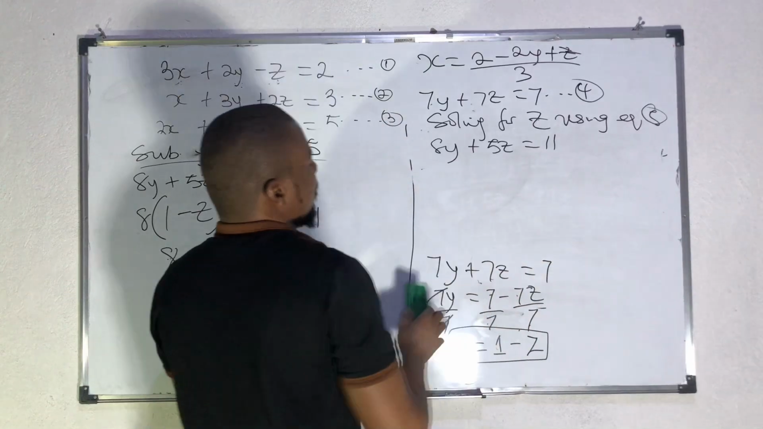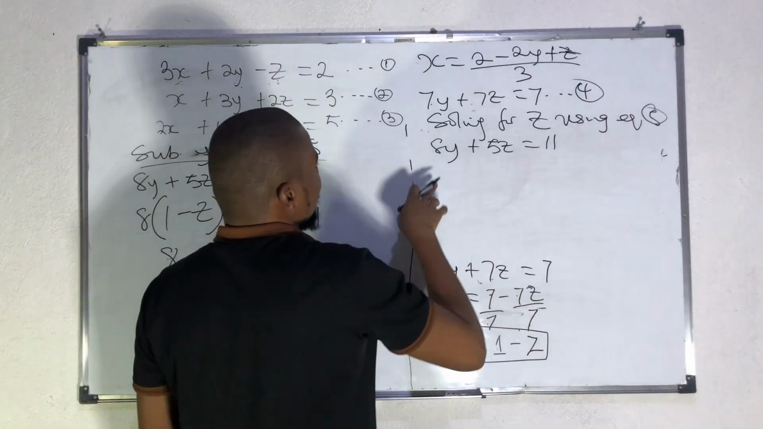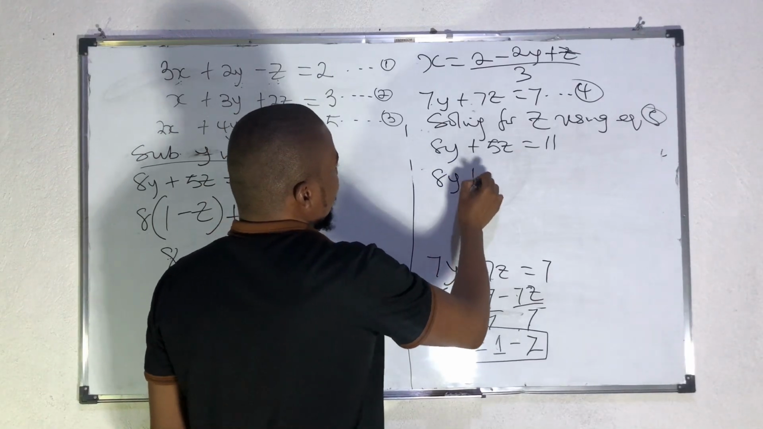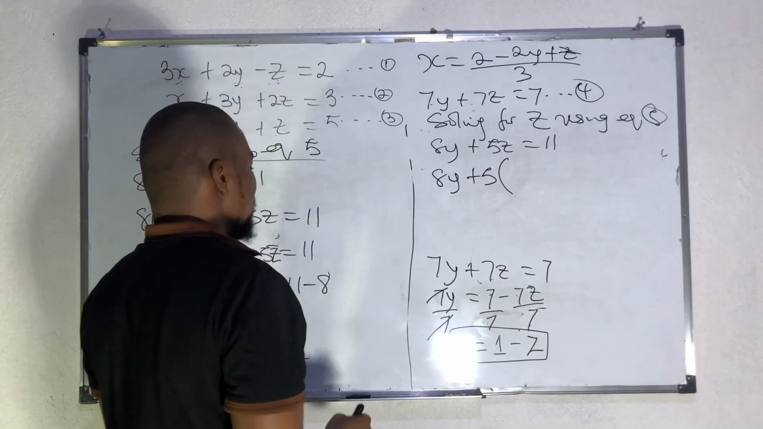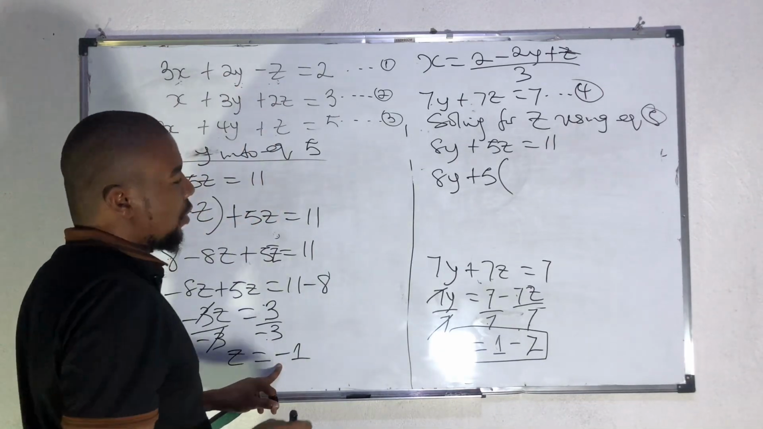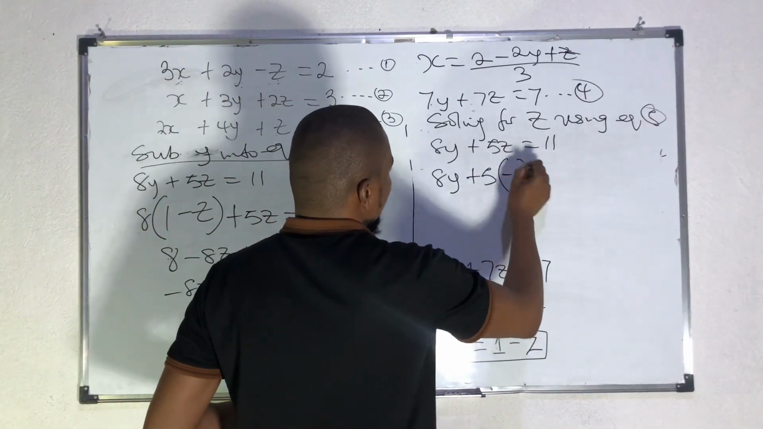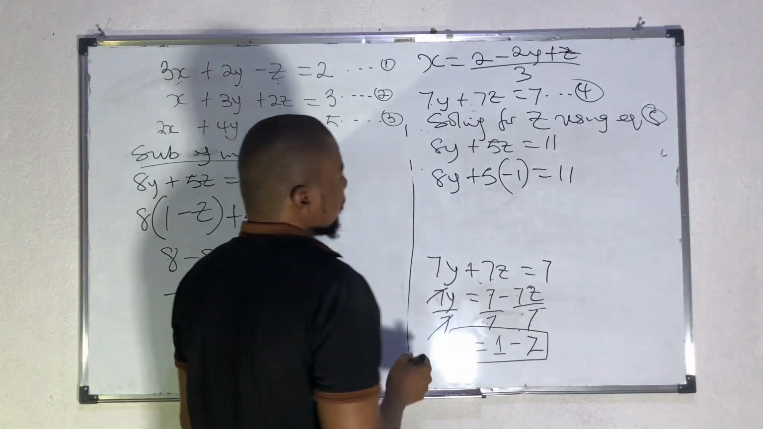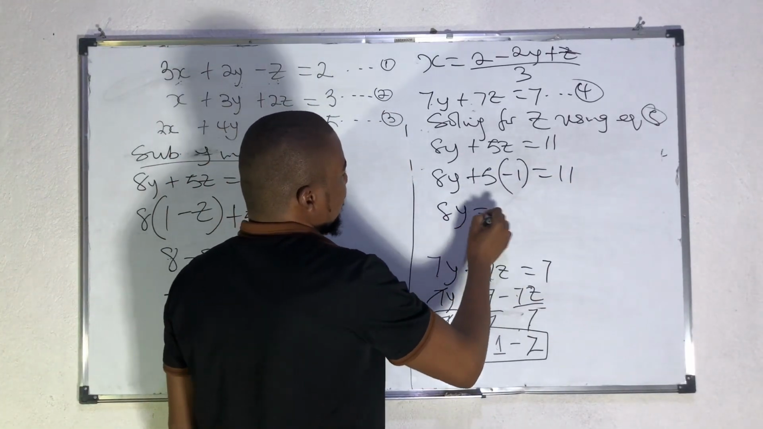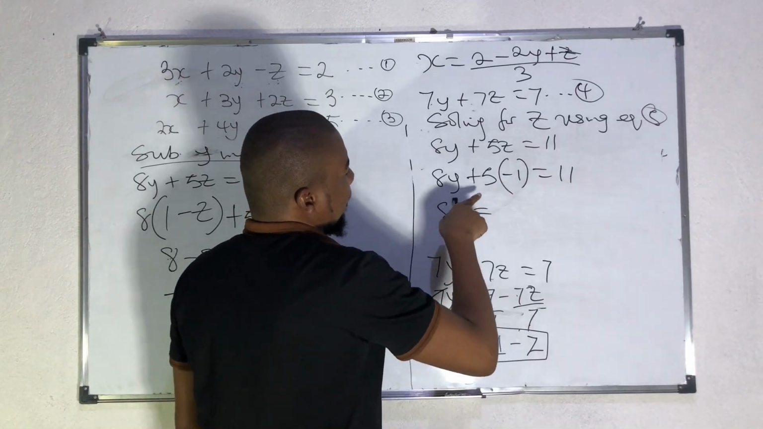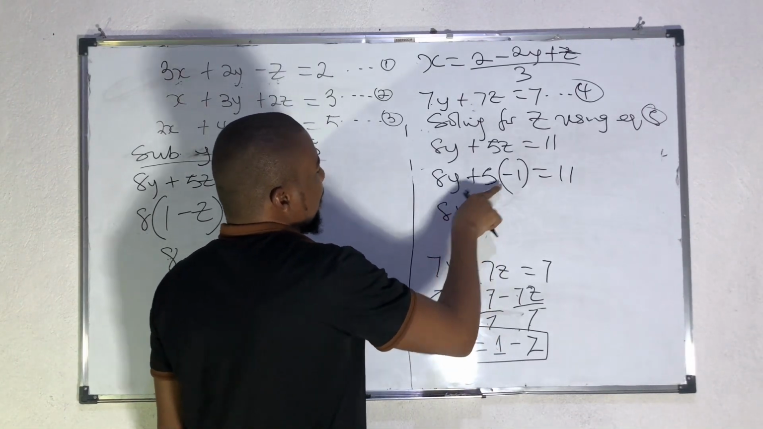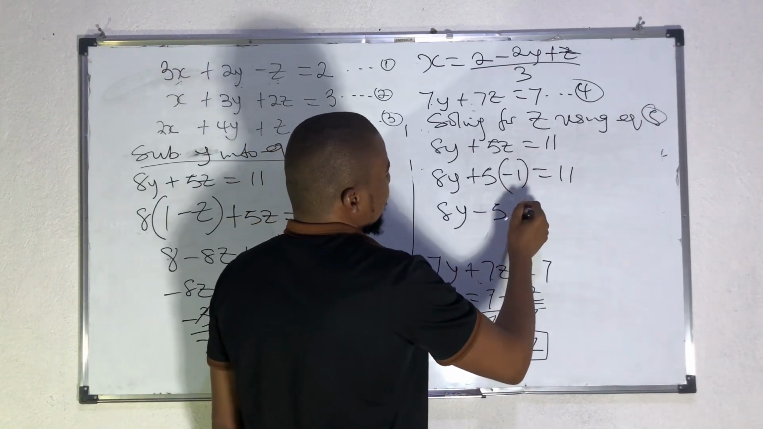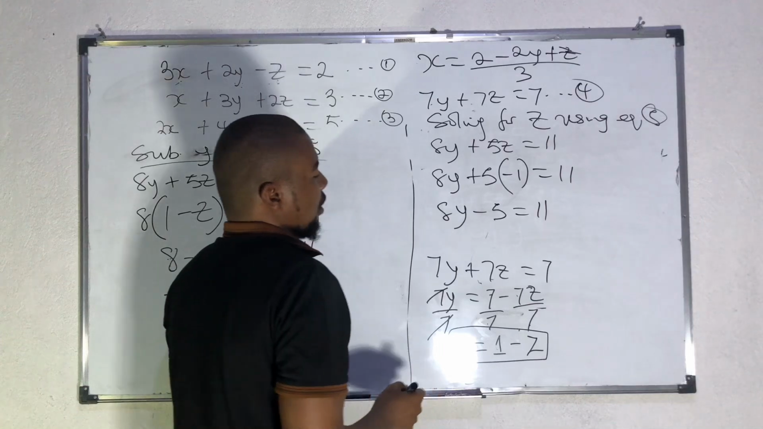Let's now do our substitution. We're solving for y. In this case, we have our z already. We have 8y plus 5. Remember that this 5 multiplies the value of z, and we know that our z is -1. We substitute the -1 for z. This is equal to 11. 8y is equal to, 5 multiplied by -1 will give you a -5. This is equal to 11.